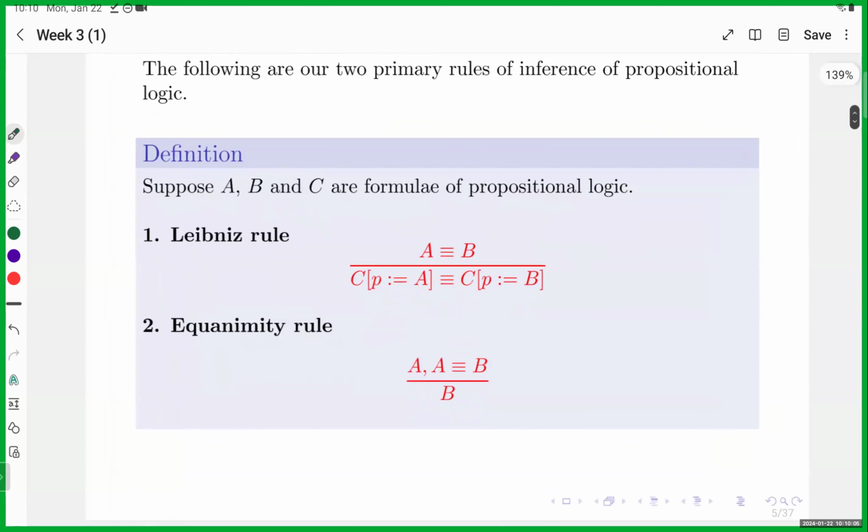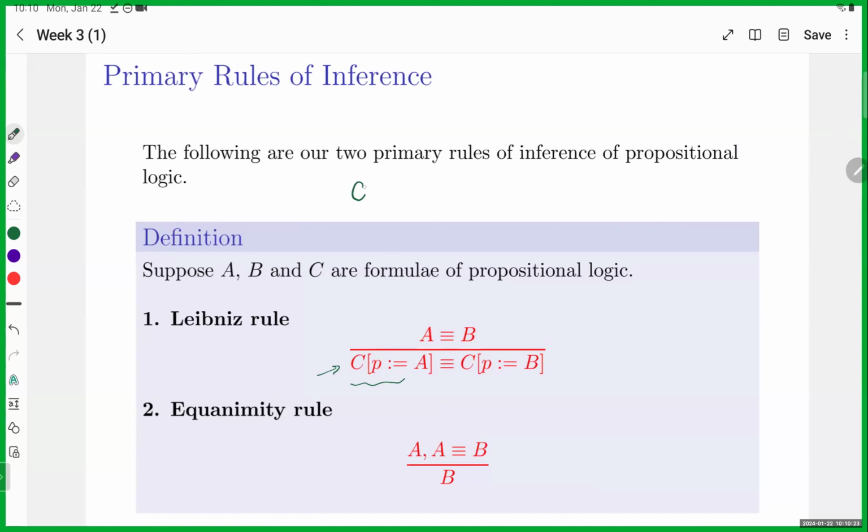The first one is called the Leibniz rule. The Leibniz rule tells us that if we have A is equivalent to B, this is the hypothesis, then in any formula C, and let me remind you of the notation that we defined last time, this notation is the formula that you obtain when you substitute P with A inside the formula C. Last time we proved that the result of this is again a formula, right? So what is this saying? It says that if A and B are equivalent, then in any formula C and for any variable P, if you substitute P with A or B, the resulting formulas are equivalent, right?